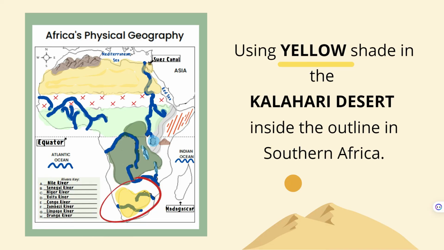Next, we're going back to our yellow colored pencil. There's a shape drawn in to the southern part of your map. On my map, it's shown with a red circle. Shade this shape in with your yellow colored pencil. This is going to represent the Kalahari Desert.